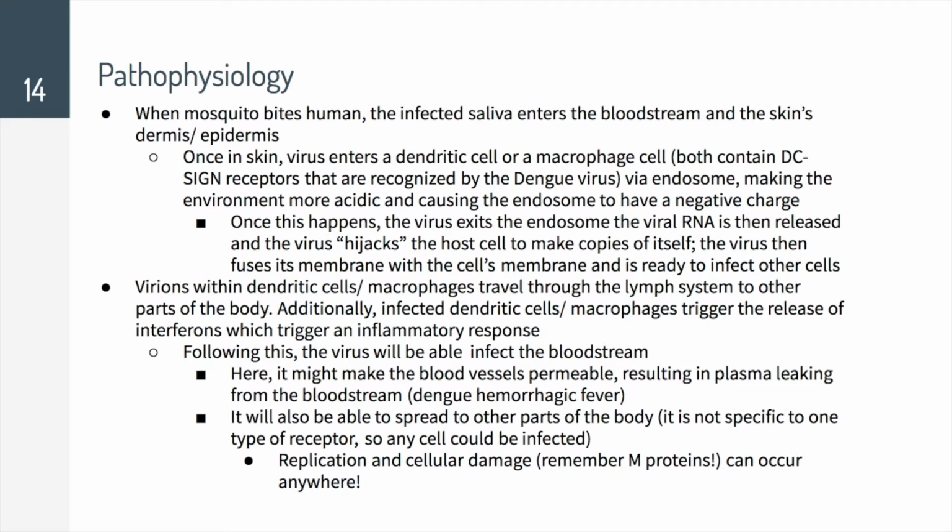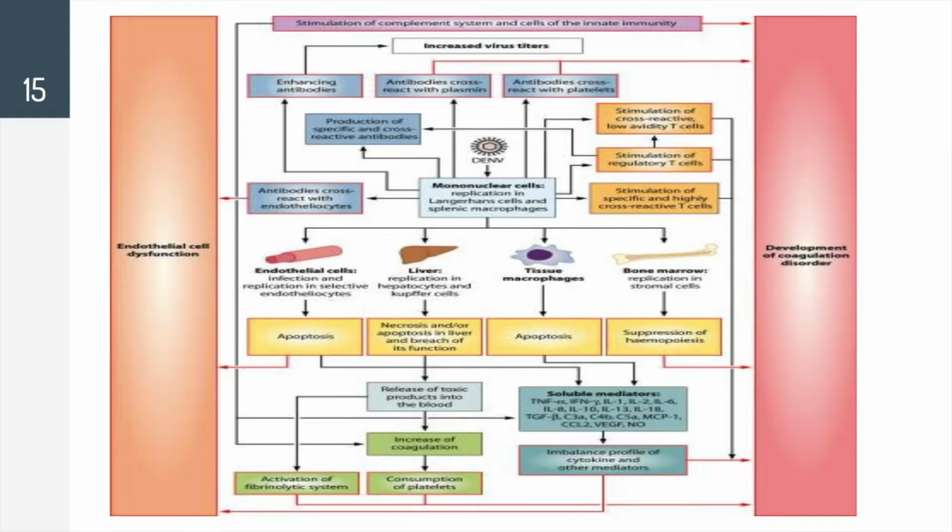We also see the replication and cellular damage, and we see these M proteins, remember those that cause apoptosis, causing damage kind of anywhere and in any other cell, which is, again, kind of terrifying if you think about it. So this diagram is a little blurry, but it's showing that whole process in a nutshell. Again, we see that it can harm all kinds of cells. There's endothelial cells, liver cells, tissues, macrophages, bone marrow, and it can cause all sorts of harm to your body. So now let's look at a case study of a patient who has dengue fever.